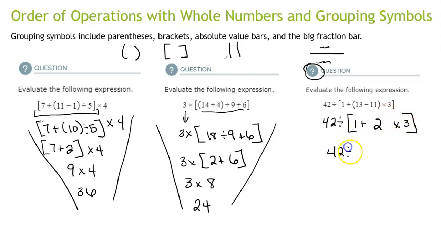I'm still not done inside of the brackets, so I'm going to bring those down. Multiplication comes before addition, so this becomes 1 plus 6. And 1 plus 6 becomes 7. I'm done with the brackets, so I can take those off, and 42 divided by 7 becomes 6.